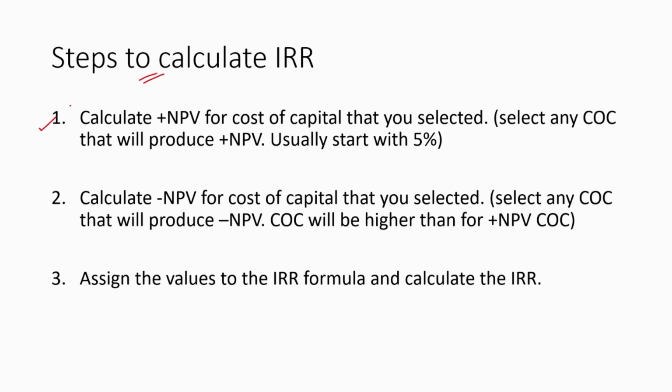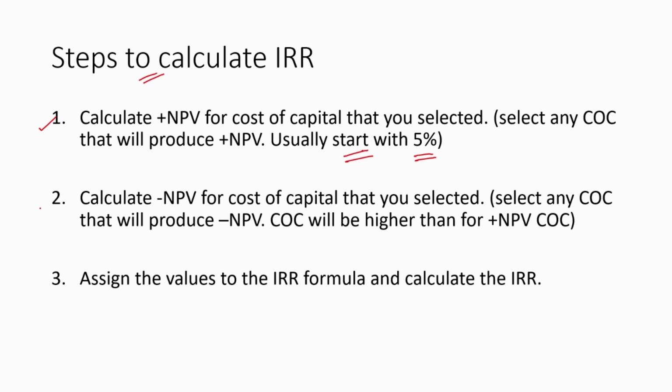First, calculate the positive NPV for a cost of capital that you selected. Select any cost of capital that will produce a positive NPV. Usually start with 5%. This means you have to calculate a positive NPV value for the given cash flows using any cost of capital. This is up to you. You can usually start with 5%. This means you are considering the cost of capital to be 5% and calculating the NPV.